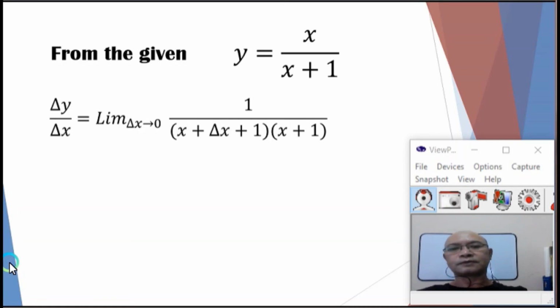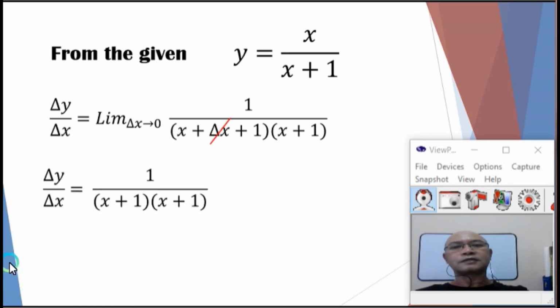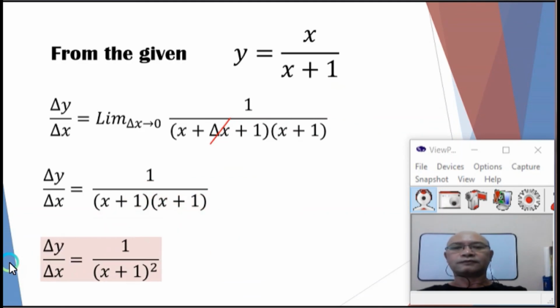When change of x approaches 0, then naturally change of x is 0, and as such change of x cancels out, resulting in change of y with respect to change of x equal to 1 divided by x plus 1 multiplied by the quantity x plus 1. Therefore, the final answer will be change of y divided by change of x is equal to 1 divided by the quantity x plus 1 squared. Okay.